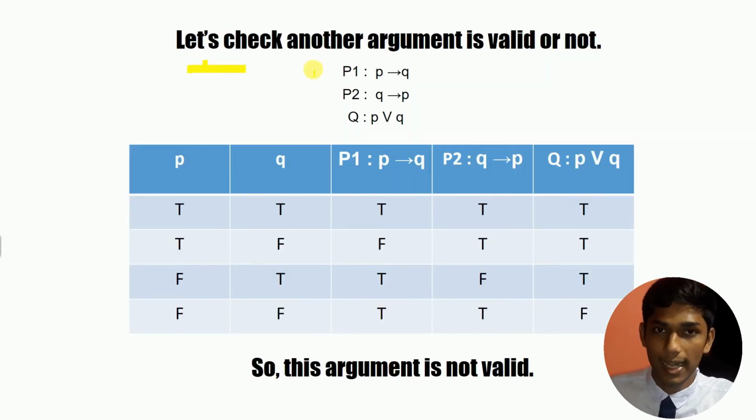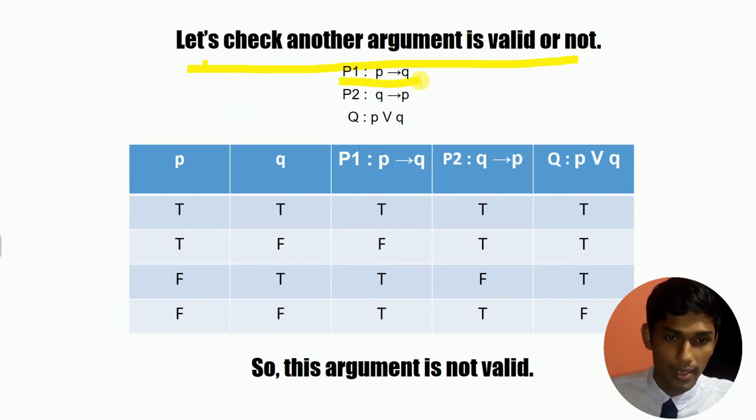Now let's check another argument to see if it is valid or not. The premises are P implies Q and Q implies P, so we put them in the truth table. For premise 1, P implies Q: true true is true, true false is false, false true is true, false false is true. For premise 2, Q implies P: true true is true, false true is also true, true false is false, and false false is true.